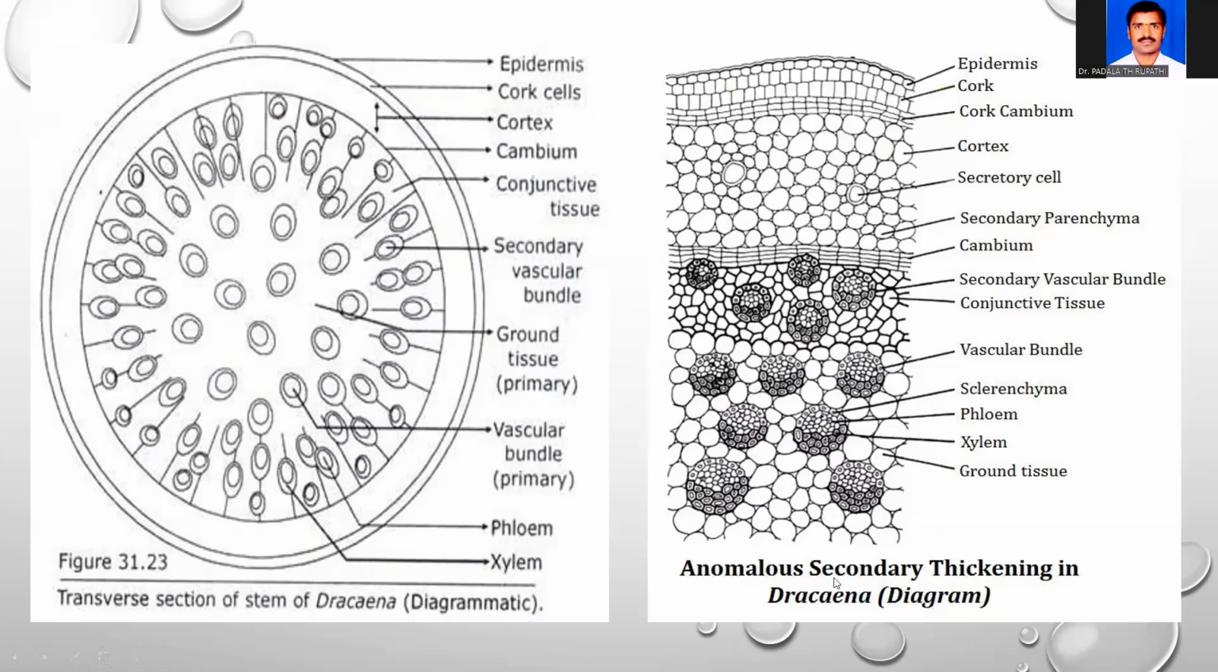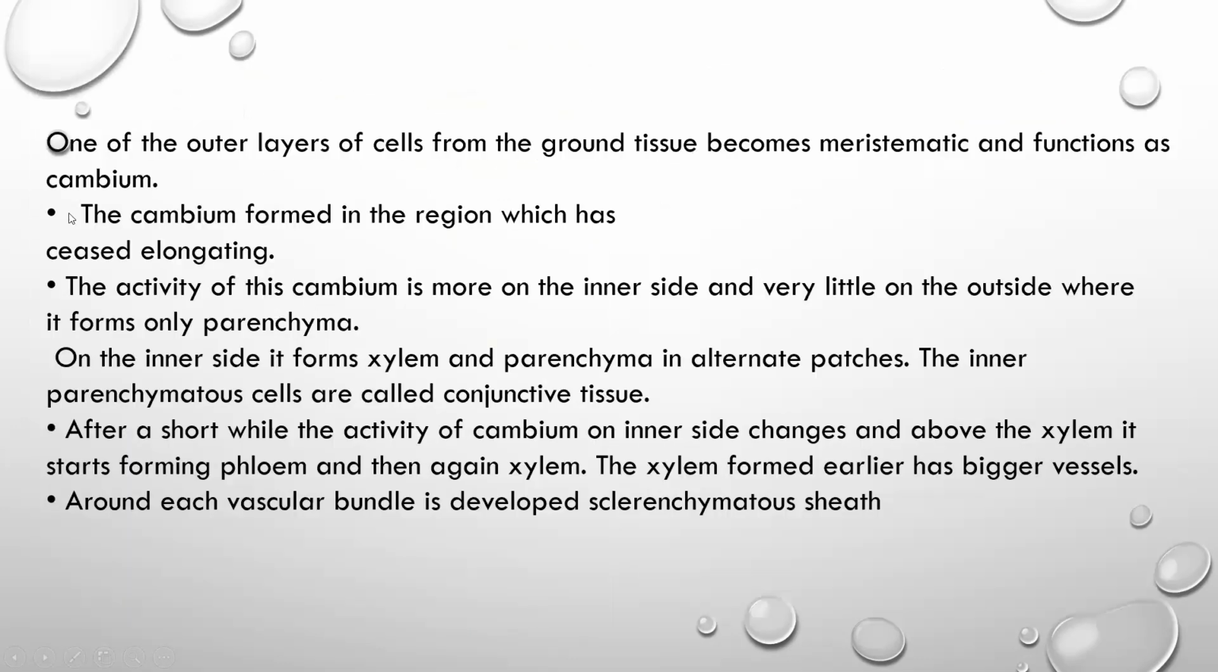During secondary growth, the cambium forms from the cortical cells and produces secondary tissue, secondary vascular bundles. In the ground tissue, many vascular bundles are scattered. One of the outer layers of cells from the ground tissue becomes meristematic and functions as a cambium. This cambium forms in the region which has ceased elongation.